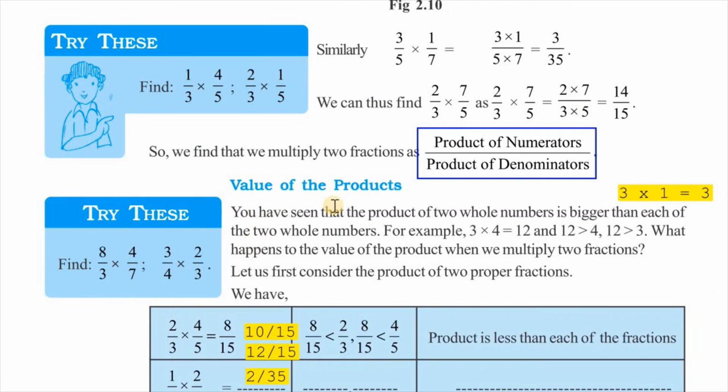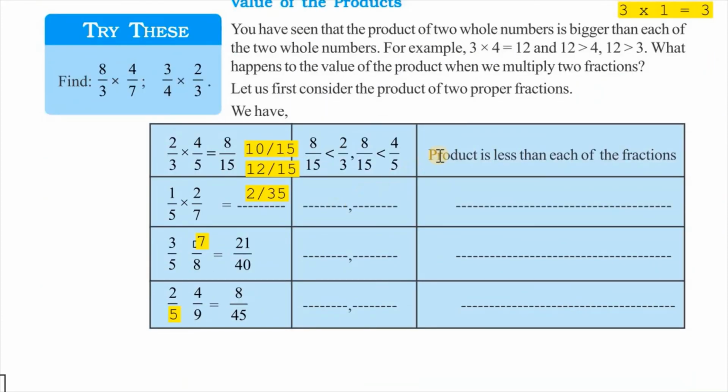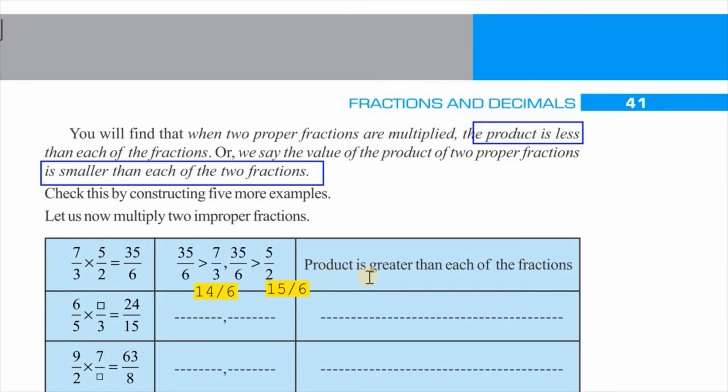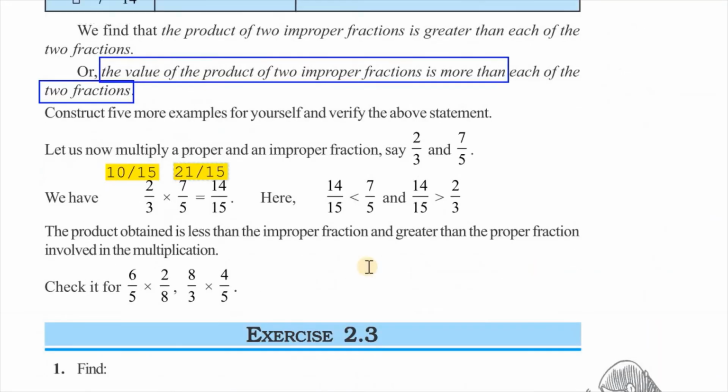So what we have learned in this section is that the value of products depends on what kind of fraction you're considering. For two proper fractions, the product is always less than each of the fractions. For two improper fractions, the product is greater than each of the fractions. For a proper and improper fraction, the product is less than the improper fraction but greater than the proper fraction.